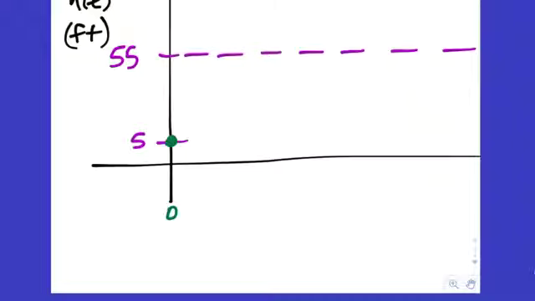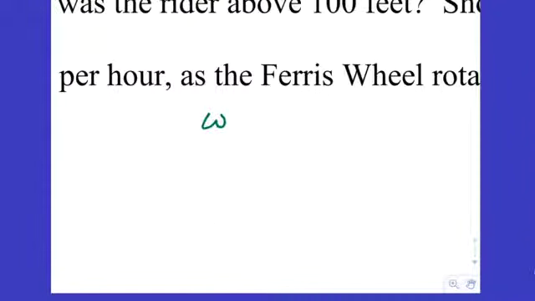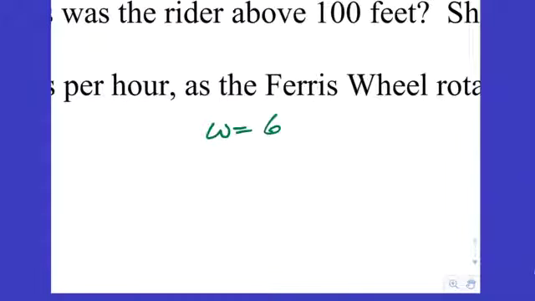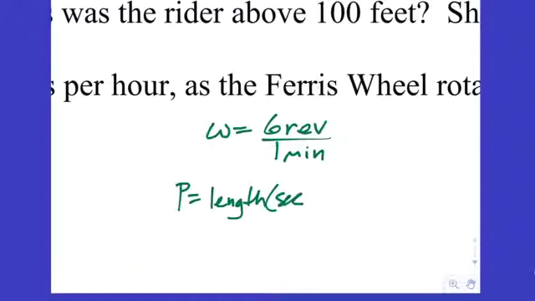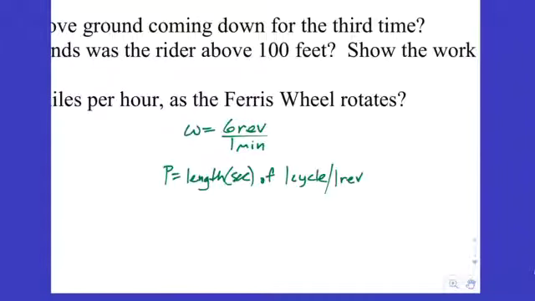Now, we need to figure out the period, the length of one cycle. We were told that the angular velocity was 6 revolutions per 1 minute. We need to figure out the length of one cycle, the period, right? That's the length, which in this case we're measuring in seconds. So it's the time length of one cycle, or cycle is also known as one revolution. So the angular velocity gives you revolutions per minute. We want minutes per revolution.